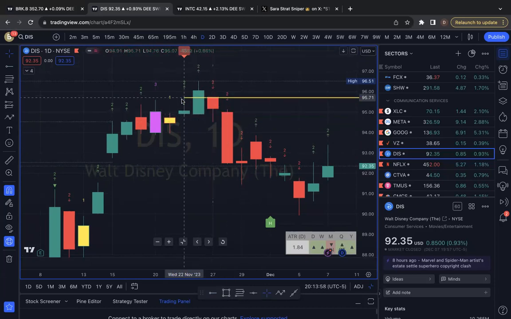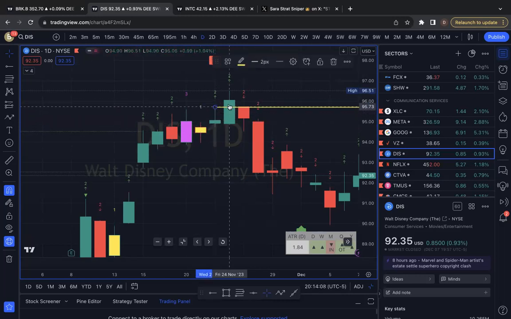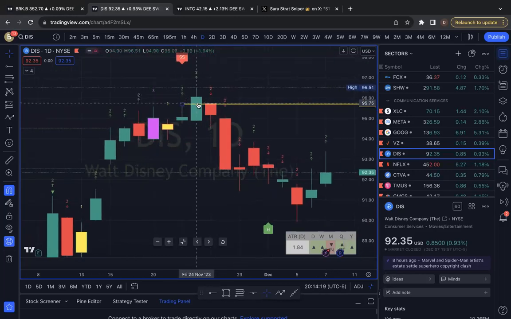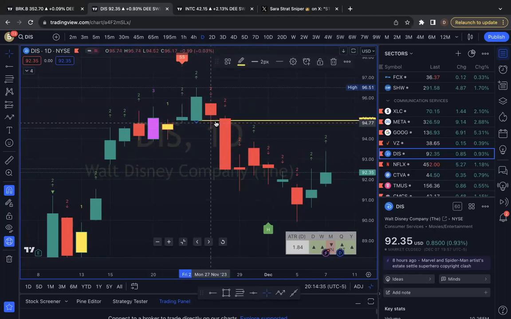And vice versa, right here, we have a 2 up. It broke the high of this candle and it went up. Next candle, we have another 2 up. It broke the high of this previous candle right here. Up, 2 up. Now the color does not matter. It does not matter if it's green, if it's red, or however you decide to color code your candles. The only thing that matters is a 2 up broke the high of the previous candle, and a 2 down broke the low of the previous candle.